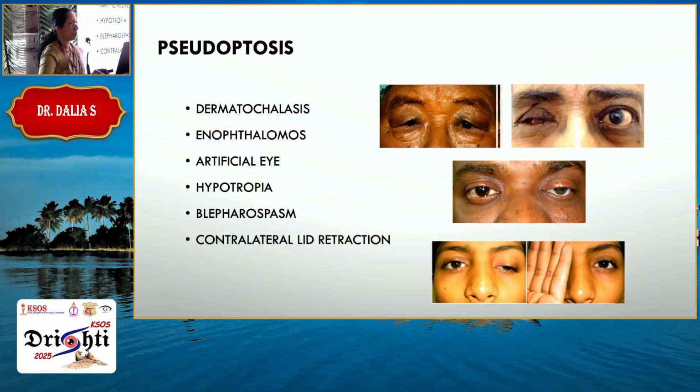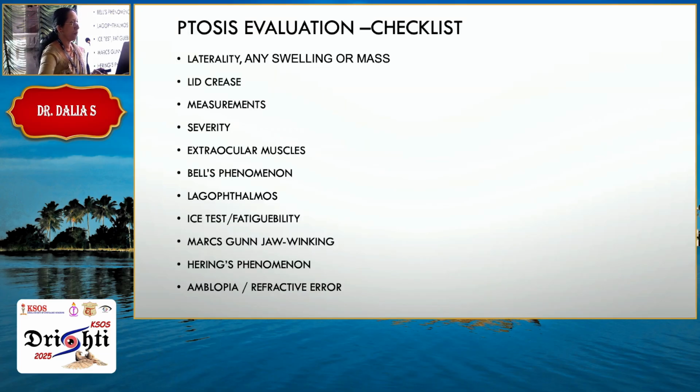When you consider conditions which may mimic ptosis, the most common are dermatochalasis, enophthalmos, and an artificial eye, where because there is no support to the lid, it droops down. In hypotropia, as you can see in this eye, the lid also droops down along with the globe, and when you make the hypotropic eye fix, the ptosis improves. Blepharospasm and contralateral lid retraction also have to be considered.